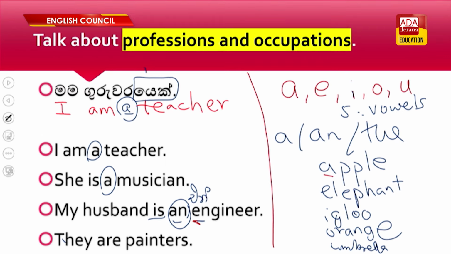Vowel ekakin patan gatta taggala api igena gatta iskole daanda: an apple, an elephant, an igloo, an orange, an umbrella. Habai dannawada me rule ekak. You don't put an for vowels. What? Yes, you don't put an for vowels. That's not the rule. You use the an with a vowel sound.